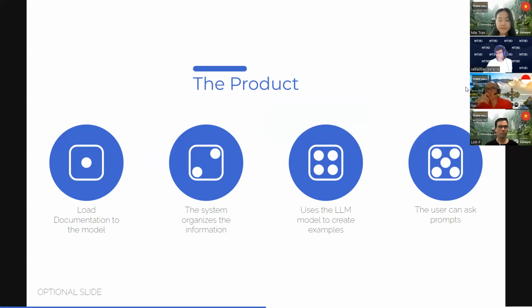There are 5 steps to how this works. First, the user chooses the documentation it wants the bot to consume, right? So it could be anything from examples from Bluetooth TX, the documentation on the Cardano repository, or the documentation on Icon, something like that. The system scrapes all of the information and organizes it in the vectorial database. Then it uses a large language model in order to create examples.